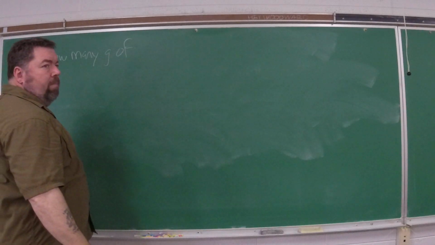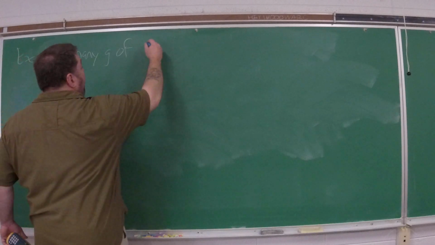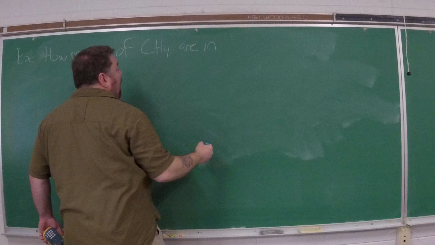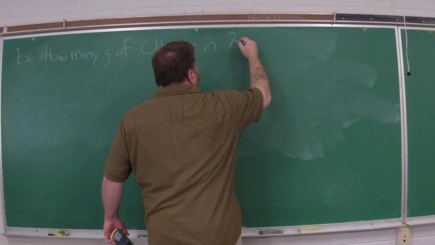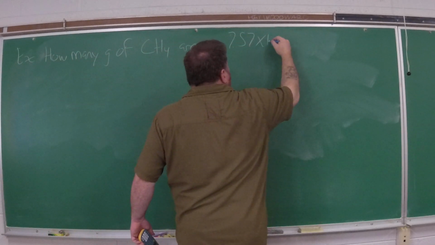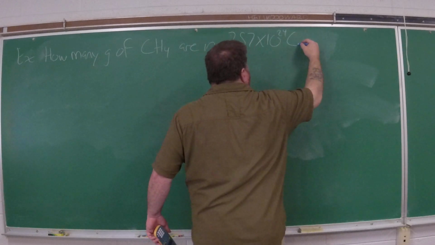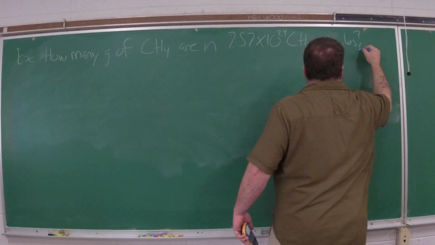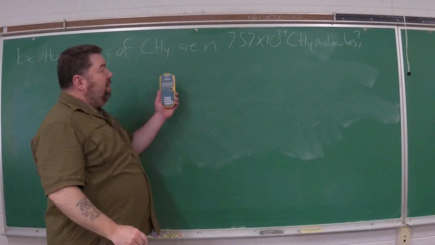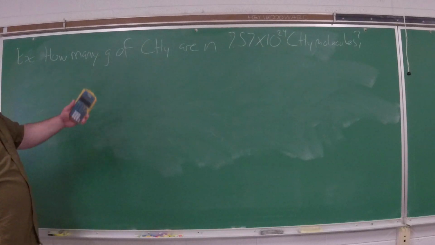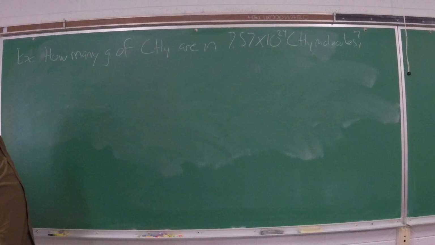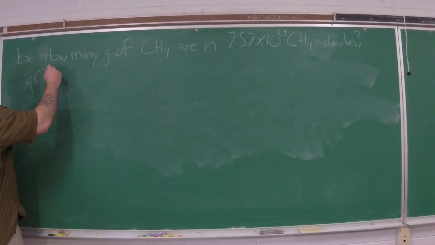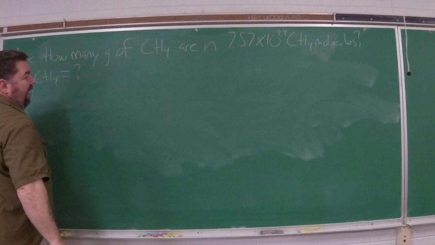How many grams of, I don't know, we'll say methane are in 7.57 times 10 to the 24 CH4 molecules, okay? So how many grams of methane are in 7.57 times 10 to the 24 CH4 molecules? So again, I want to know grams of methane. What am I going to do?